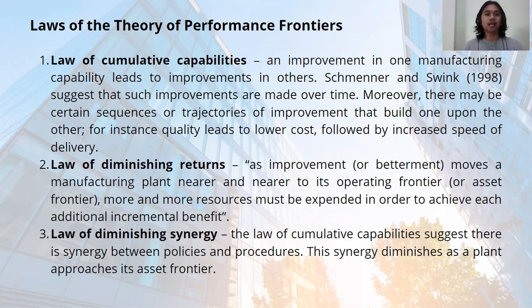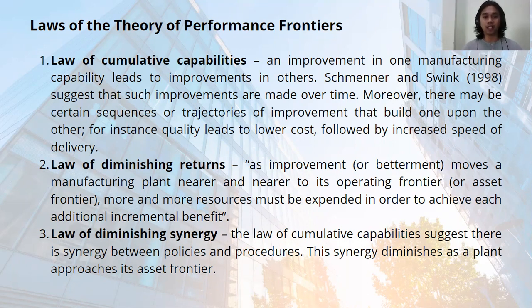Just so we could understand this law of cumulative capabilities, let's try to define what is cumulative. We can recall in our mathematics of the cumulative property, when we say cumulative, it is an increase in quantity or degree or force by successive addition. So whenever you add something or add resource to the production, it will add to greater productivity, just like the example given that quality will lead to lower cost. Okay, and it will be followed by an increased speed of delivery because of the addition of various elements or various inputs in your production.